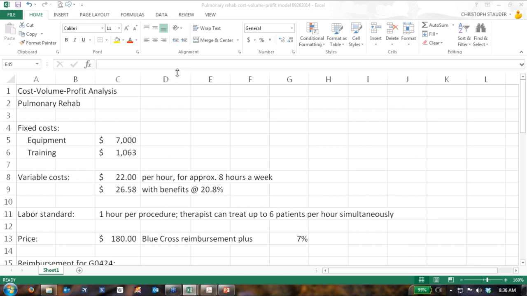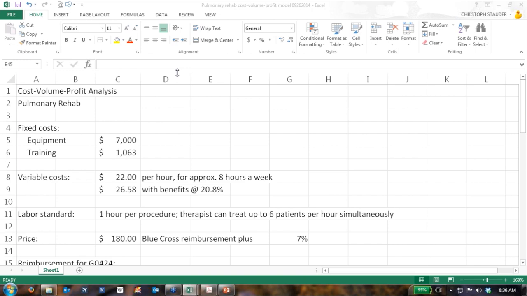I'm the interim CFO right now at a hospital in Arizona, and I was asked by one of the department managers to help her pencil out the economics of starting a pulmonary rehab program. She had done a wonderful PowerPoint presentation on the benefits of such a program, but she wanted some help in figuring out the financial feasibility.